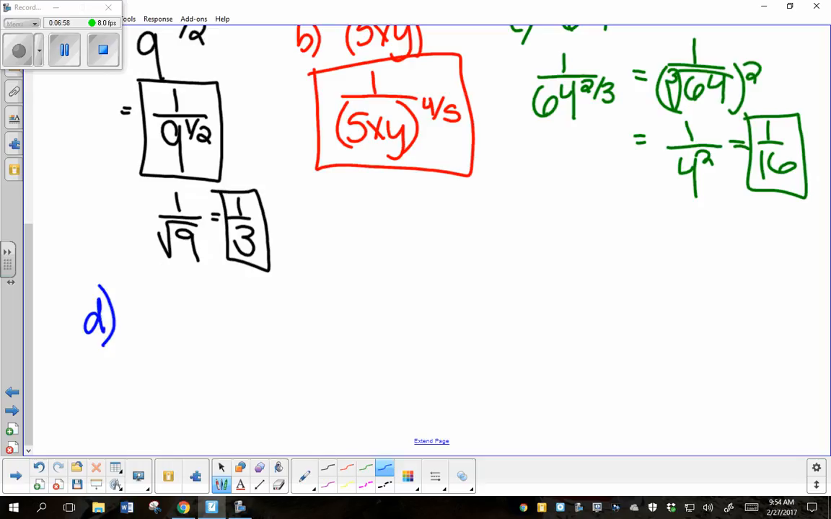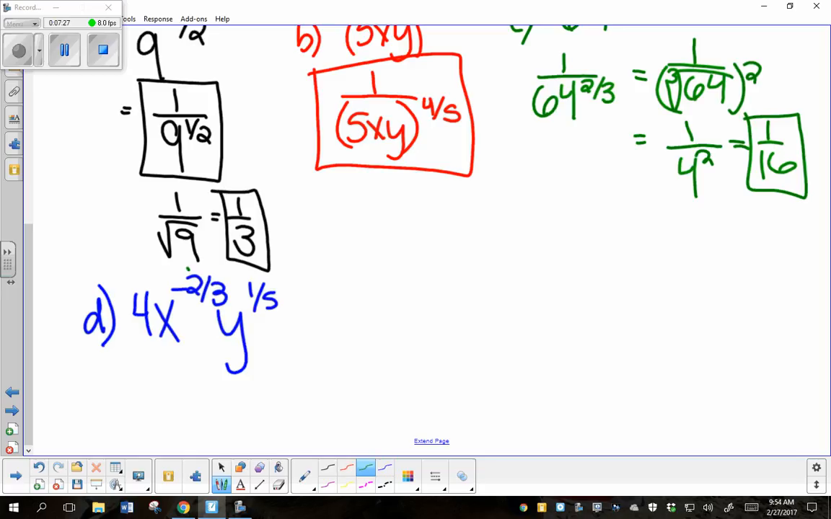All right, example D is 4x to the negative 2/3, y to the 1/5. So on this one, since there's x's and y's, all we're going to do is write it with positive exponents. I think only one of those 3 factors is a bad guy. Who's the bad guy? The x.